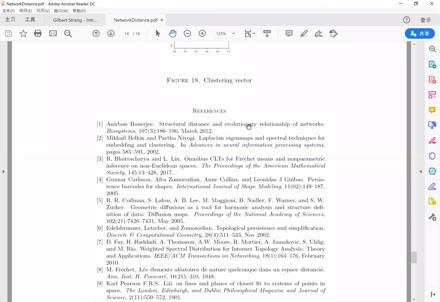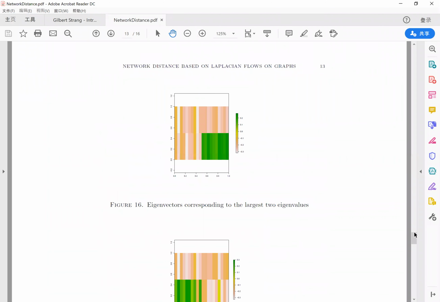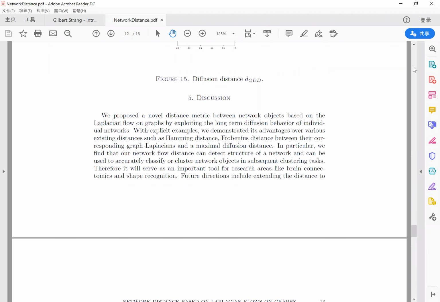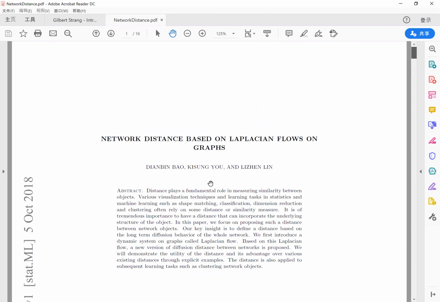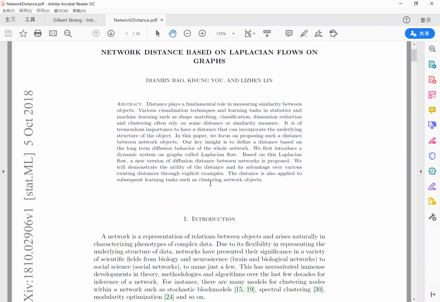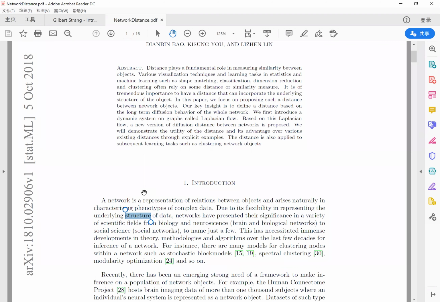We are going to talk about this paper: Network distance based on Laplacian flows on graphs. This is one of my old papers from 2018, co-authored with some collaborators at the University of Notre Dame.